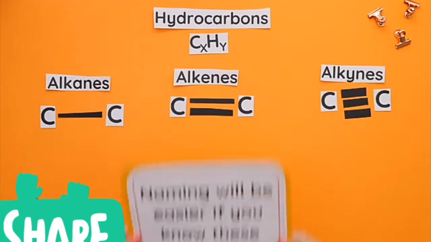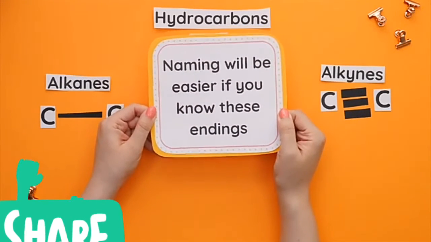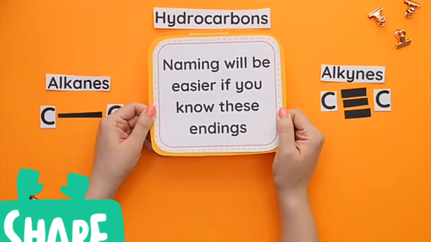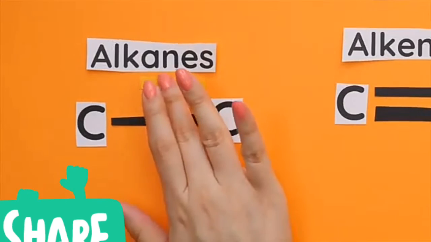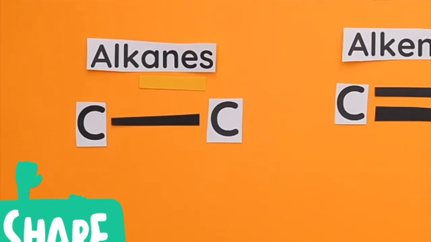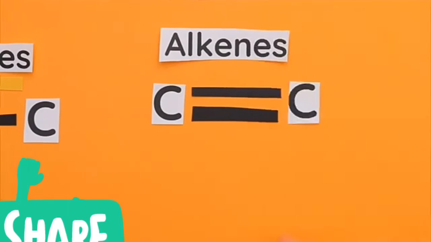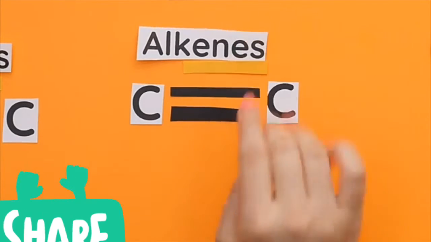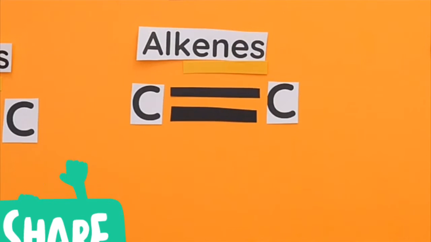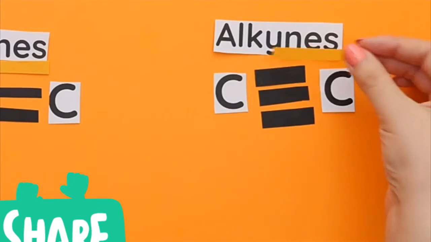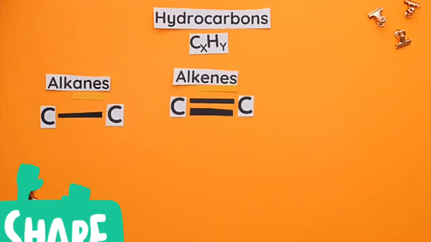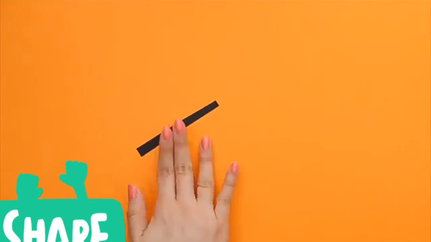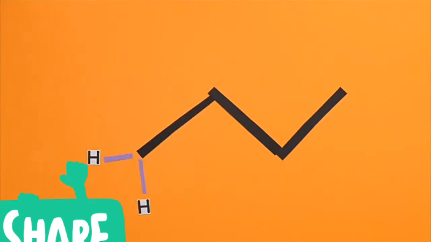You will later get into naming different types of structures, so know that the ending is very important. If something ends in -ane, it's an alkane, meaning it only has single bonds. The ending -ene means it's an alkene, which has a double bond, and the ending of -yne makes it an alkyne, which means it's a triple bond. This all is talking about the major carbon chain, or longest carbon chain.